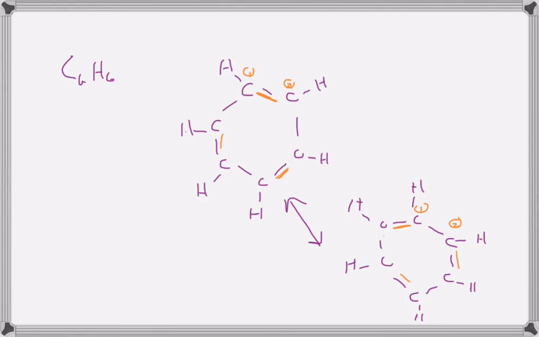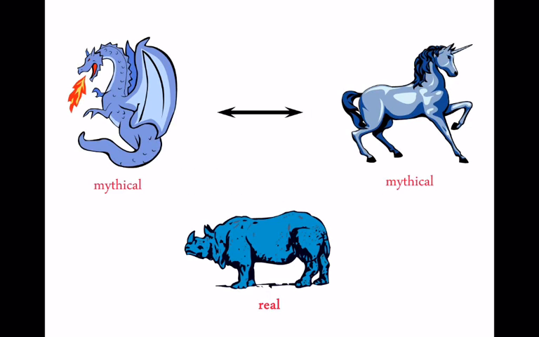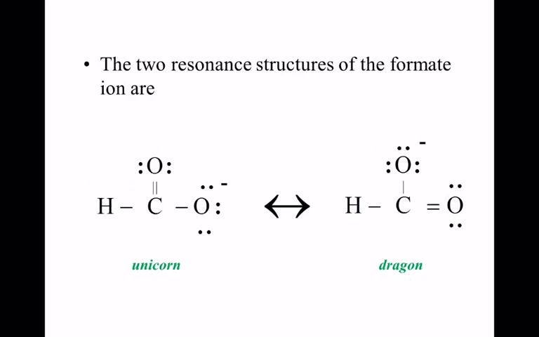And so when we talk about the reality of benzene, benzene is neither the first one nor the second one. Actually, it's something in between. So I don't know if this works for you, but rhinoceroses are kind of a combination or a hybrid of two mythical creatures. Then you have your rhinoceros. Okay? Kind of a strange analogy.